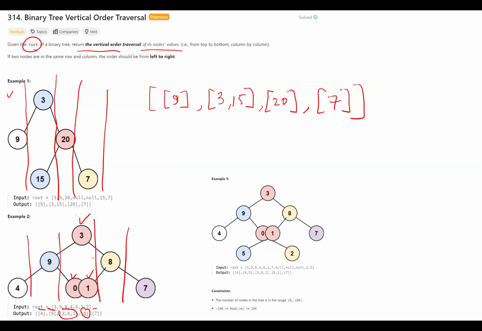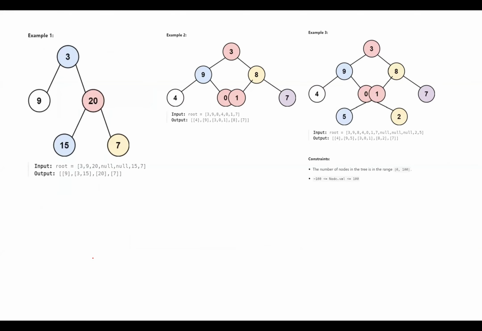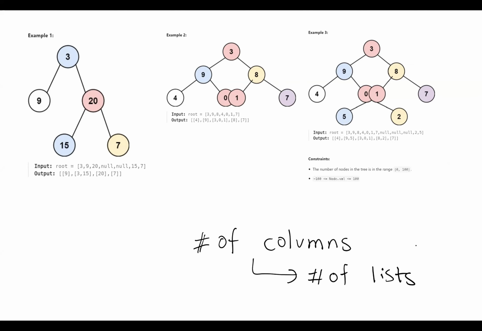Okay, so how do we do this? It may feel a little bit challenging to understand the problem, but first of all, we know that we have to know the number of columns, because that is the number of lists that we need to make, right? So how can we identify the columns?